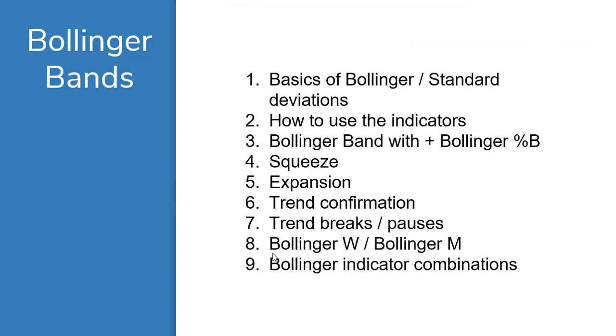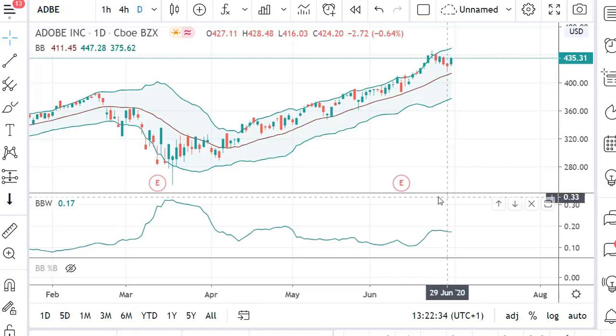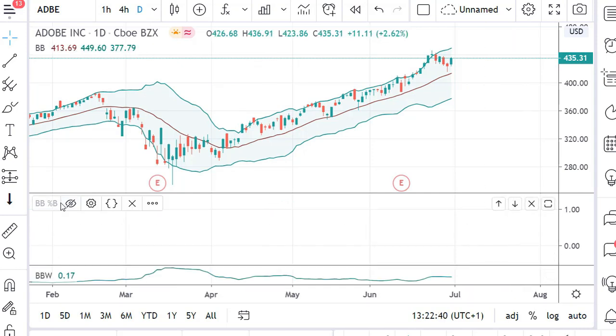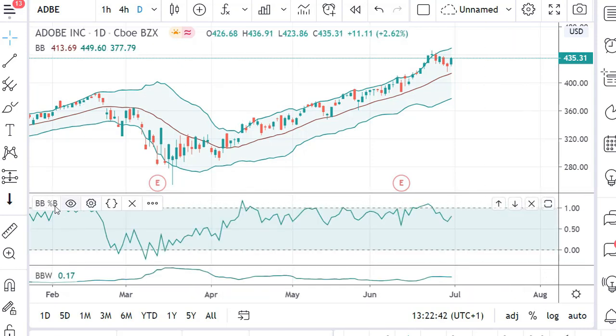If we go back here, we can see we also have the Bollinger W and the Bollinger M. And these two are actually the thing I use the Bollinger Bands for the most. Because we'll have to have a look at the other indicator down here. I'll just move it up so we can see it on top here. That is the Bollinger Band %B.